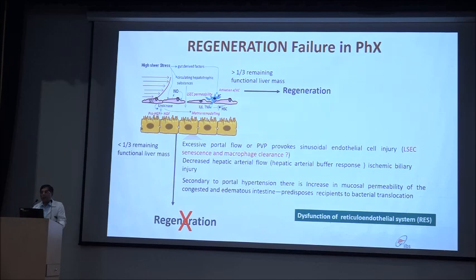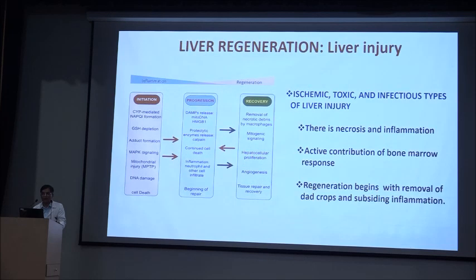So how does regeneration fail in extended hepatectomy, and what are the mechanisms that have been shown? One is that there is excessive portal flow that provokes sinusoidal endothelial cell injury. That could be one of the reasons. Also, there is portal hypertension, increased gut barrier dysfunction, and predisposition to bacterial translocation that can also hamper the regeneration. But the nutshell is that there is a dysfunction of the reticuloendothelial system in extended hepatectomy, which has been shown to be a major cause of regeneration failure in this kind of model.